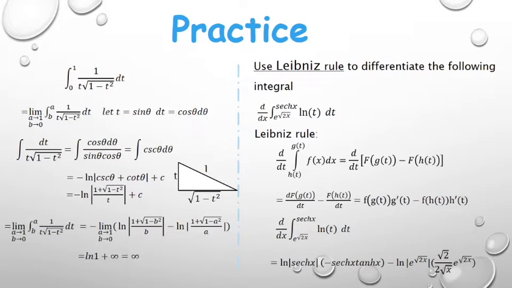Next part of the practice, use Leibniz rule to differentiate the following integral. So right here, under Leibniz rule, we have the proof of Leibniz rule and what that is. It's basically a rule for the rate of change of an area of a function if the limits are changing. And then after using that rule, we get the answer, which is shown at the bottom of the slide.